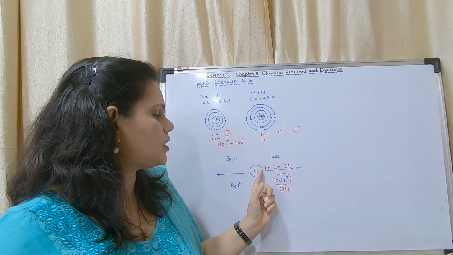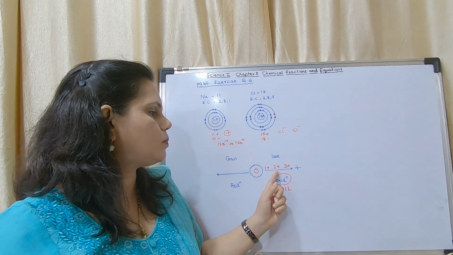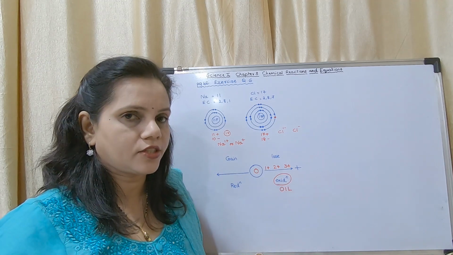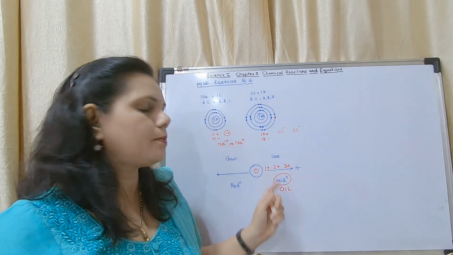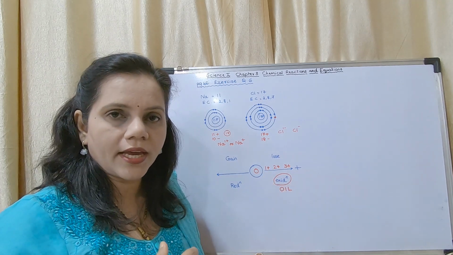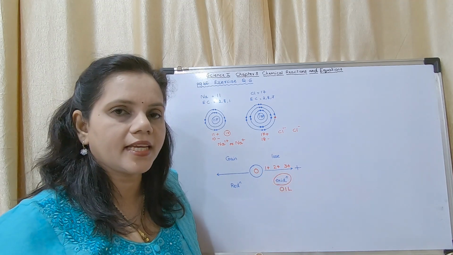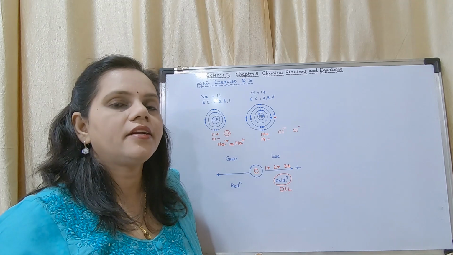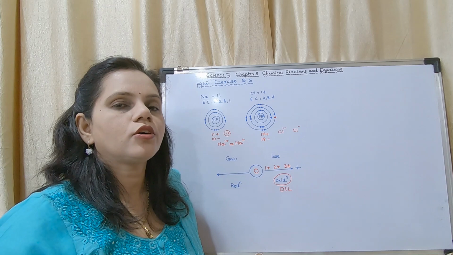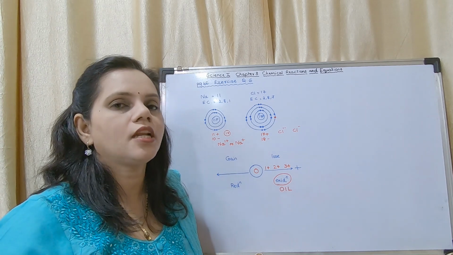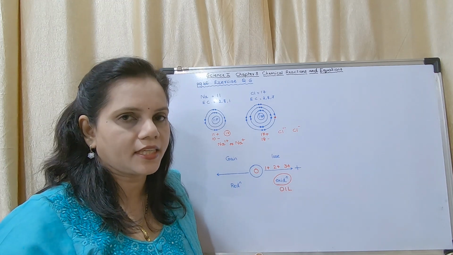If it has to get converted from 1 plus to 2 plus, it has to lose 1 more electron. 2 plus to 3 plus, it has to lose 1 more electron. 3 plus to 2 plus, it has to gain 1 electron. 2 plus to 1 plus, it has to gain 1 electron. So if the positive charge is decreasing, it is gaining electrons, and if the positive charge is increasing, it is losing electrons.